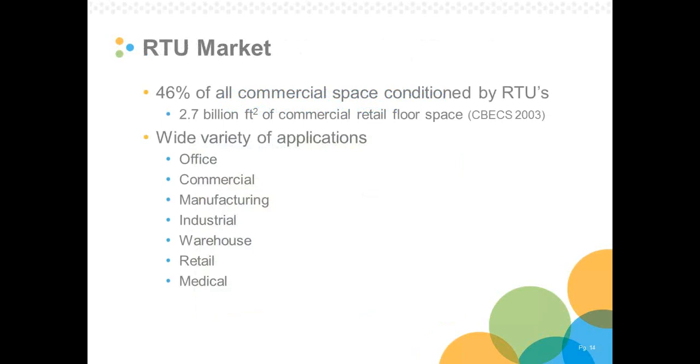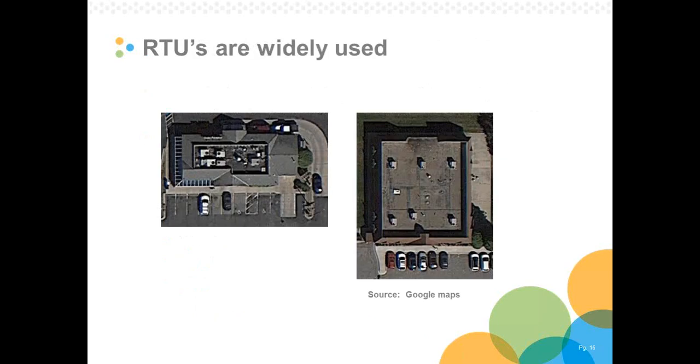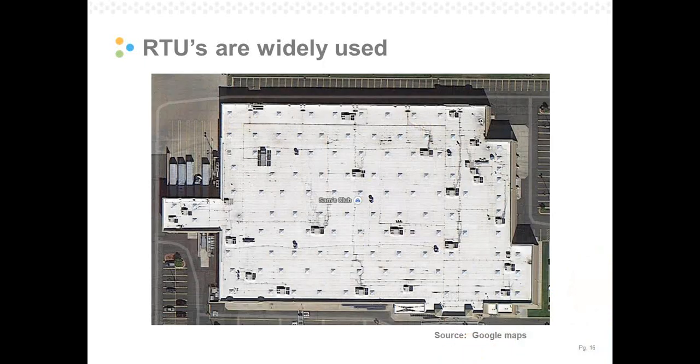Rooftops have a wide variety of applications. They're in commercial, manufacturing, industrial, retail, medical. They're across all different segments. And to show you that, I've included a couple of images that I've captured from Google Images to show you the wide variety of space uses that you see. On the left-hand side, we have a typical fast food facility. It has 5 RTUs. On the right side, that's a 2-story small medical building. It has 6 RTUs.